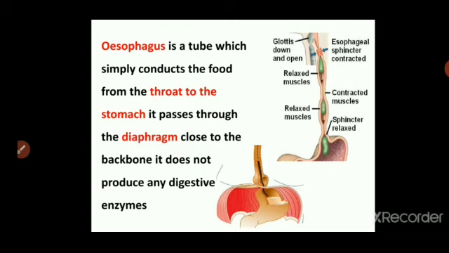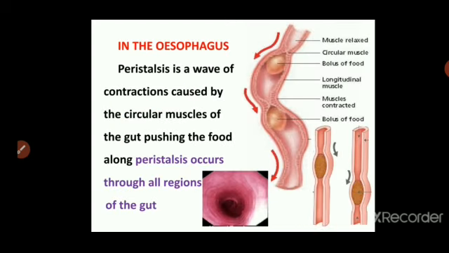And this process of transferring the food by a wave of contractions in the wall of the esophagus, or any part of the alimentary canal, to help push the food forward is called peristalsis. So the process by which the food passes through the alimentary canal by alternate contraction and relaxation by the muscles of the esophagus is called peristalsis.